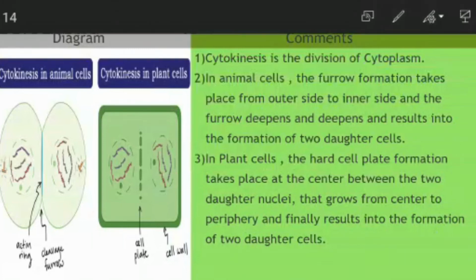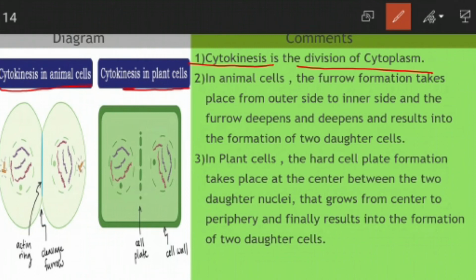Now, coming to cytokinesis. Now what happens in cytokinesis? See, cytokinesis means division of cytoplasm. Karyokinesis means division of nucleus. Now we are studying cytokinesis. Cytokinesis means division of cytoplasm. Division of cytoplasm in animal cell and in plant cell is different. See how it is different. What happens in animal cell?